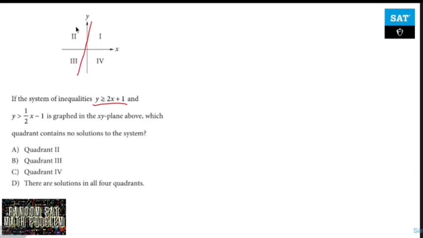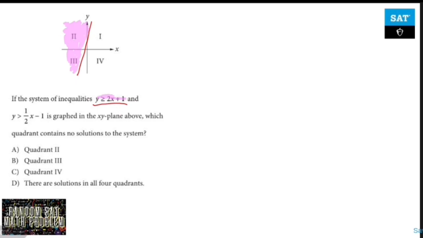Since it's greater than or equal to, I care about shading everything above it, which is going to look a little something like this. I should have chosen a thicker highlighter. Story of my life. But anyway, there you go. Still working on coloring. All right, so that's what this guy is going to look like.